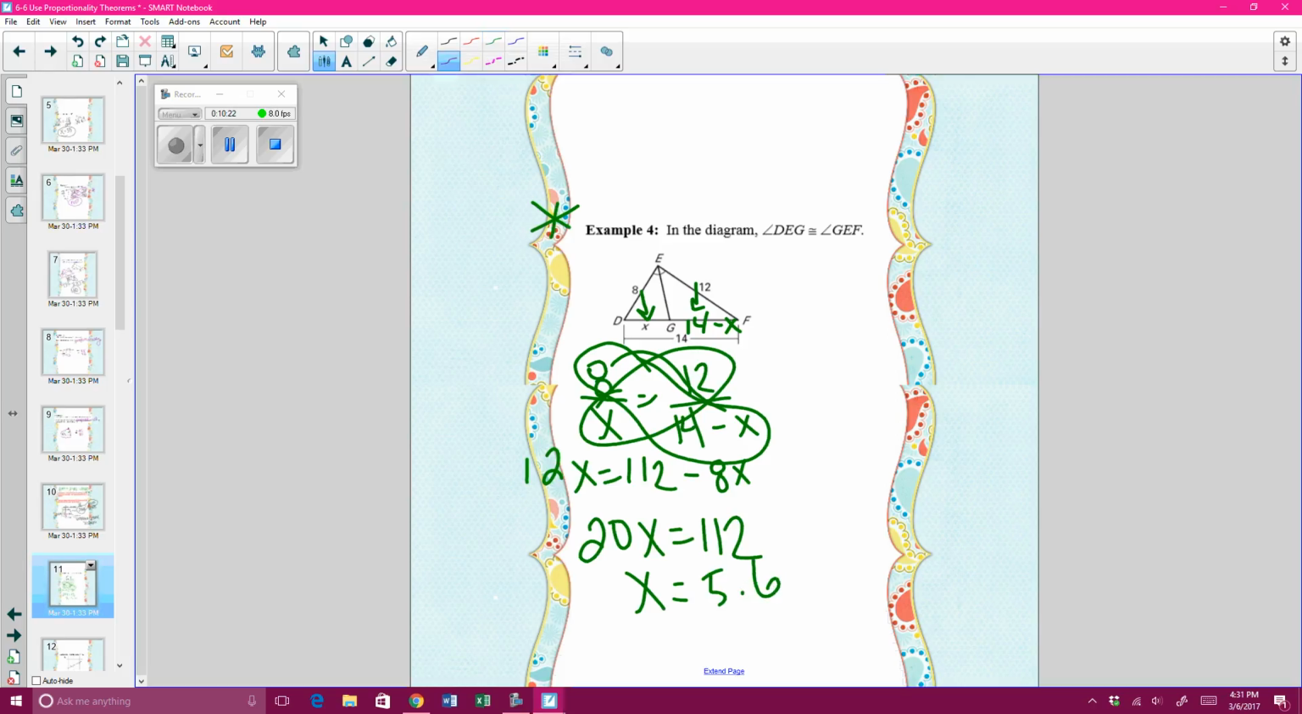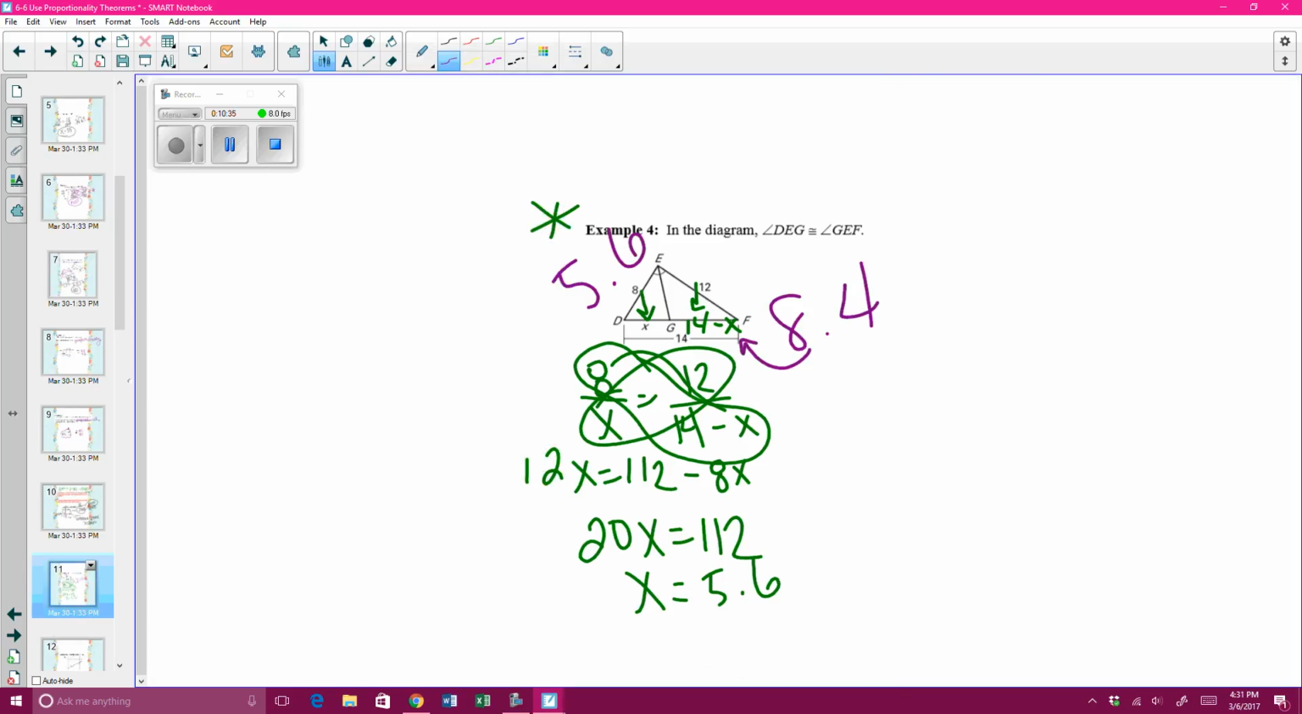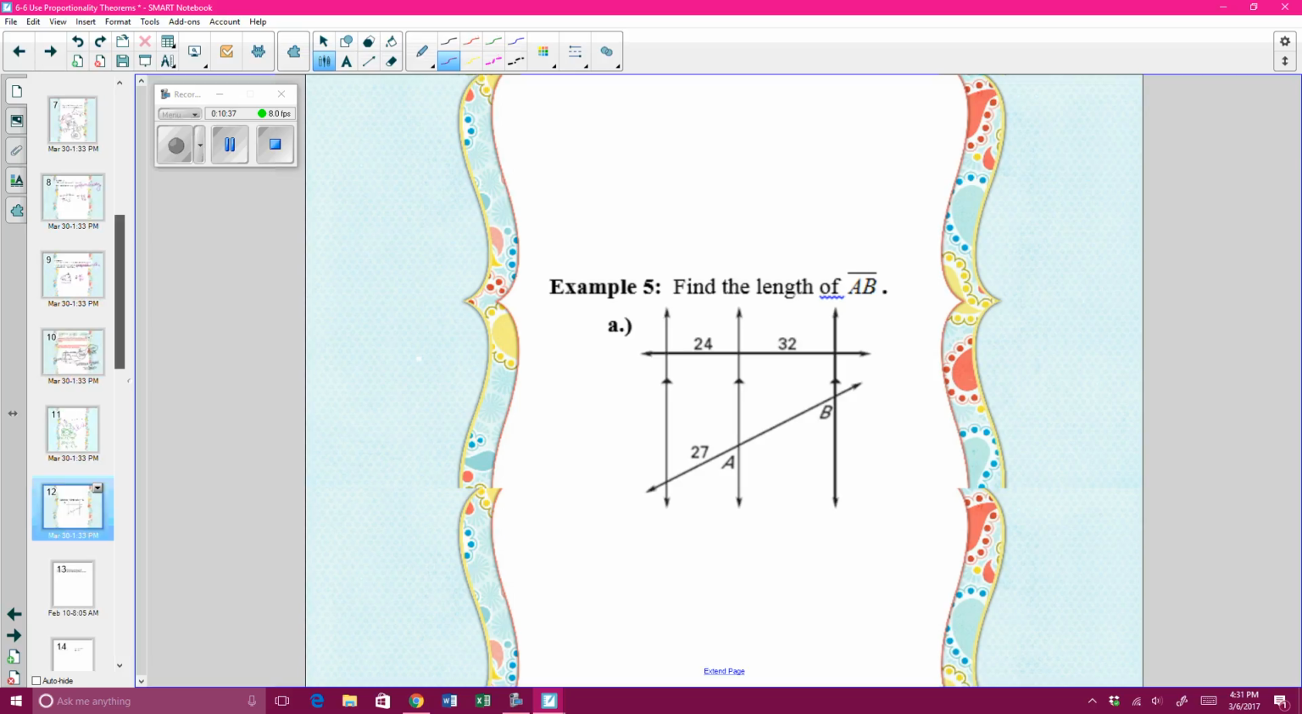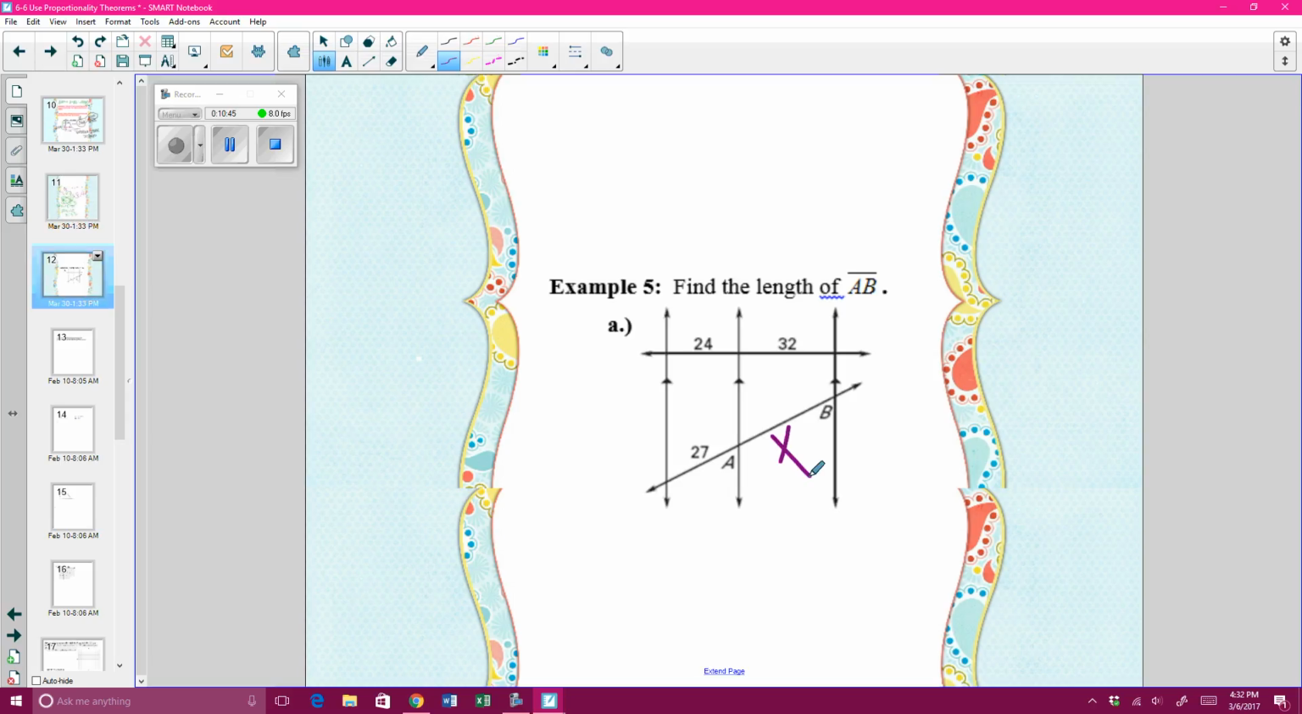Just make sure you read what the question is asking. If x equals 5.6, it might say, hey, what is GF? And in that case, GF would just be 14 minus 5.6, so this would be 8.4. Go ahead and try this one. You're looking for AB.